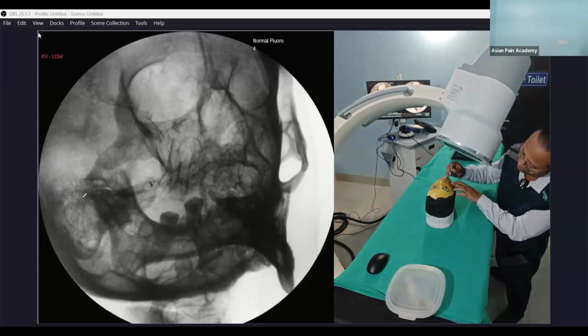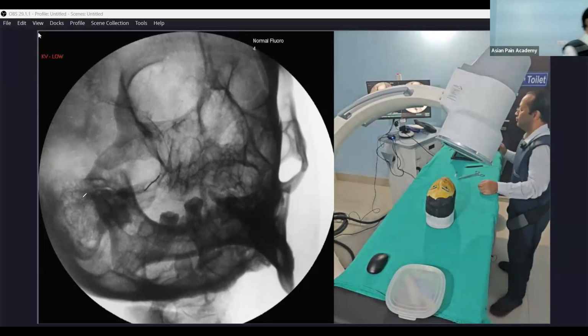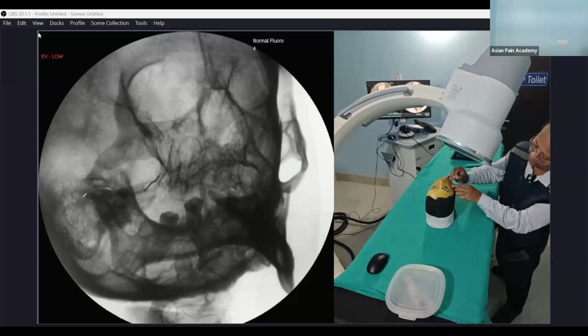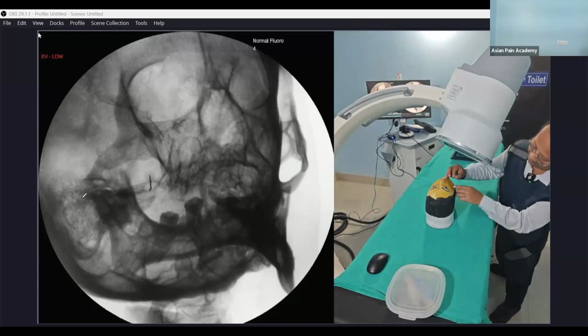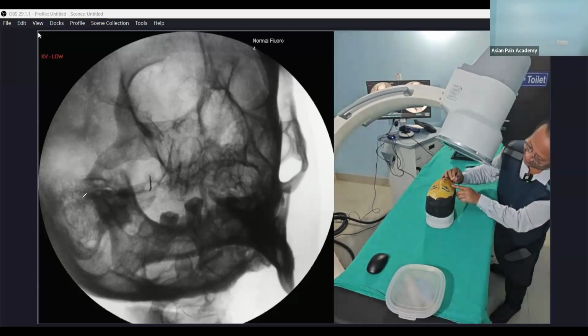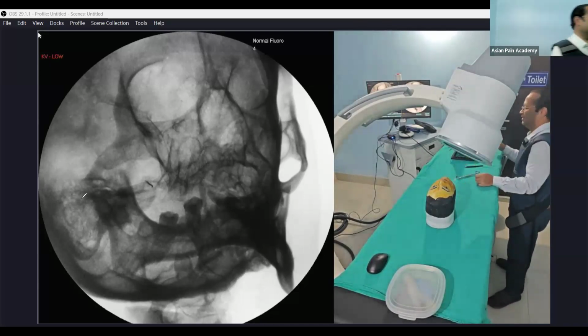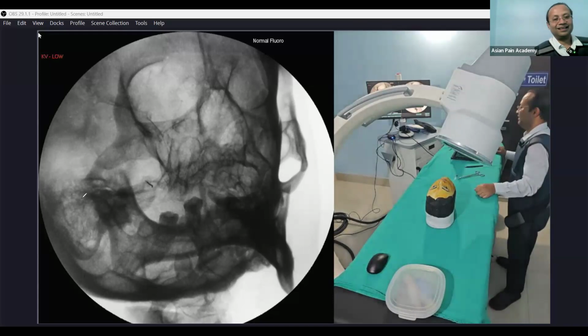It is going again and again. So I can touch the bone there also. There is something there. So it always takes the preformed path.